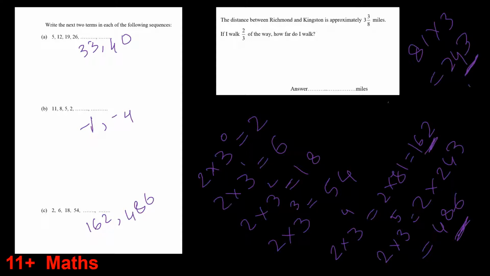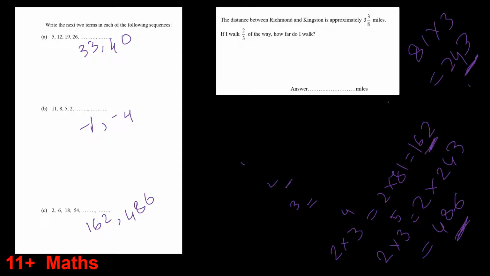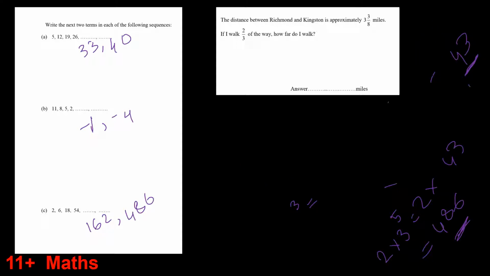Okay, we move on to the next question. The question is giving us the distance between Richmond and Kingston, which is approximately 3 and 3 out of 8 miles. If I walk 2/3 of the way, how far do I walk? So we have to convert this mixed number, a combination of a whole number and a fraction, into a fraction.